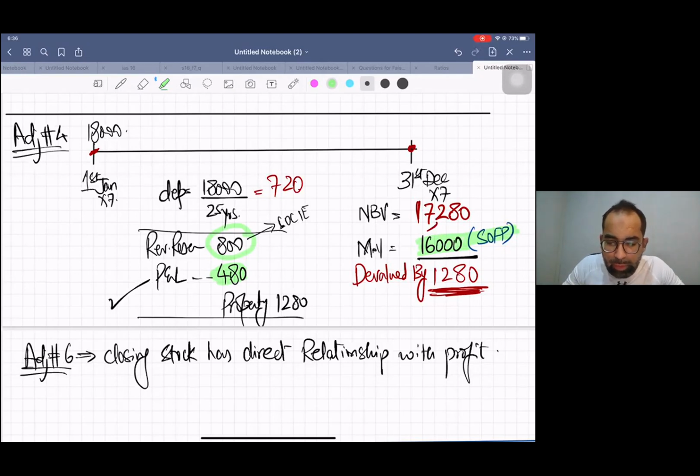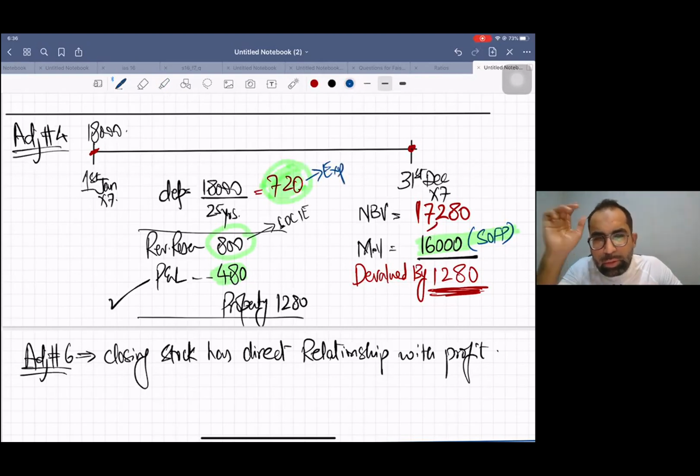One more thing I forgot: this depreciation of 720 is also an expense for the year. It will also go in the profit reconciliation. So in total, four things. 720 depreciation expense will go in profit reconciliation. 480 is another loss, the impairment loss, that will also go in profit reconciliation. 800 revaluation reserve in SOCHI, and 16,000, the valuation of the asset, in SOFP. That's it.